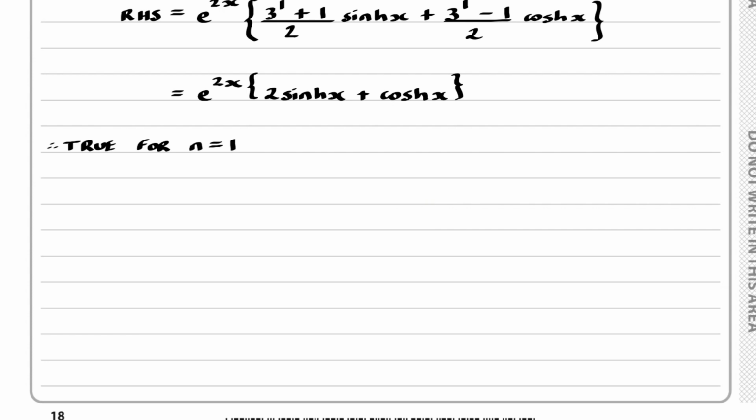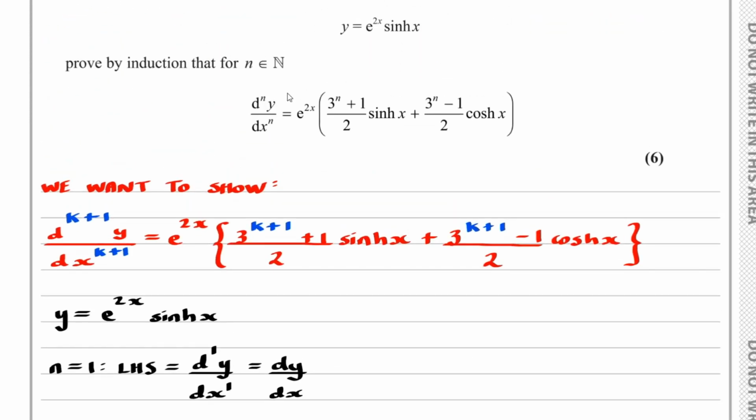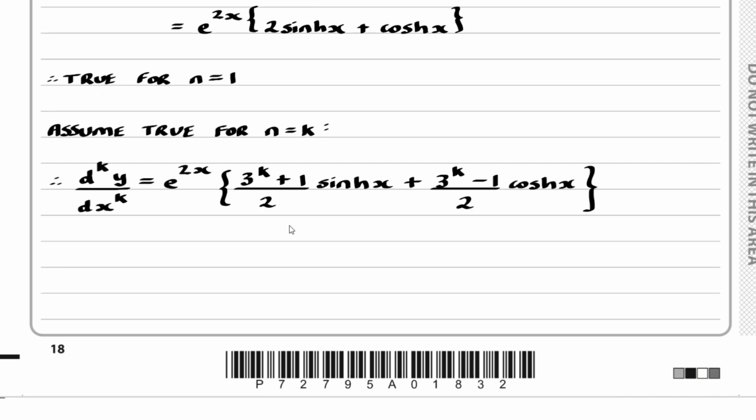Our next step is to assume that the result is true for n equals k. So what we will do is we will replace the n with a k. So in other words, d^k y over dx^k equals e to the 2x multiplied by (3^k + 1)/2 multiplied by hyperbolic sin x plus (3^k - 1)/2 multiplied by hyperbolic cosine x.